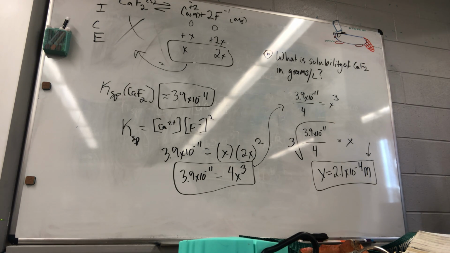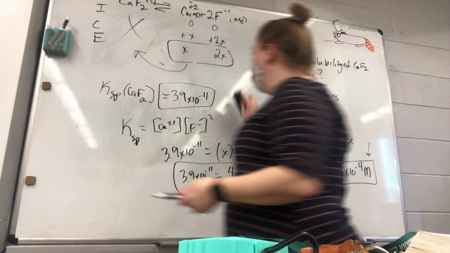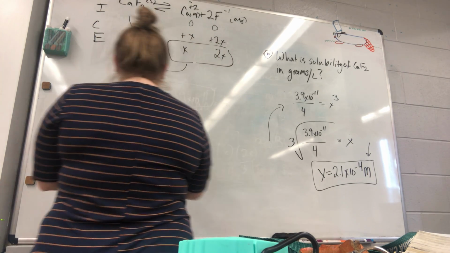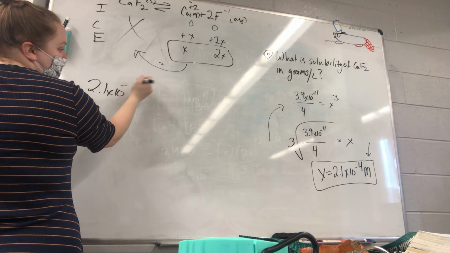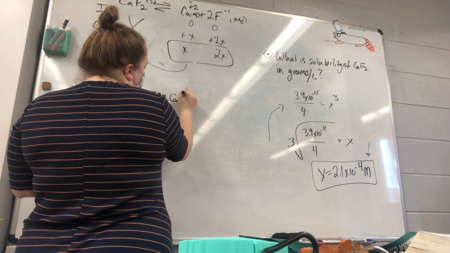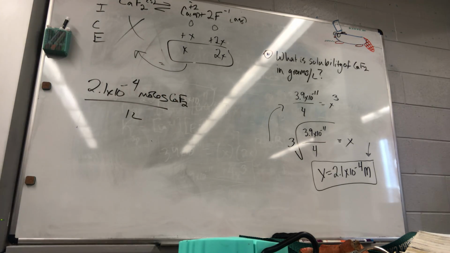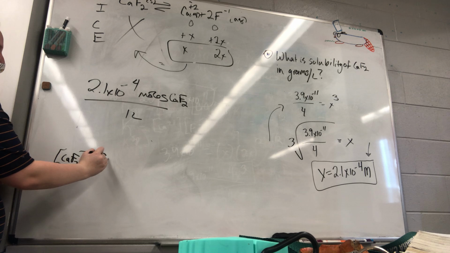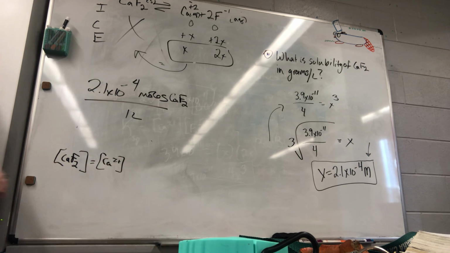We don't want our solubility in moles though. We want it in grams. So we make the assumption that the concentration of CaF2 is equal to the concentration of Ca2+ in this particular case, just because they both have 1s in front. Okay. Next thing we're going to do is we have to convert our molar solubility to mass.